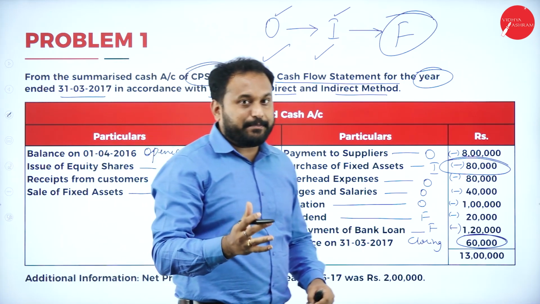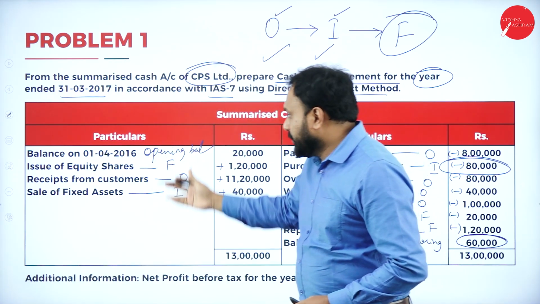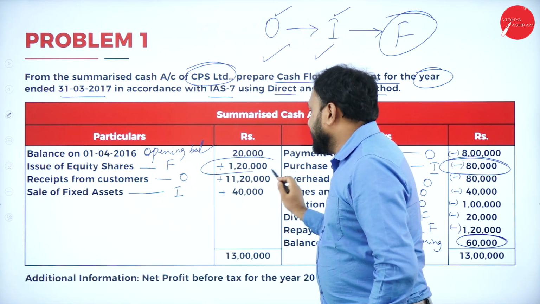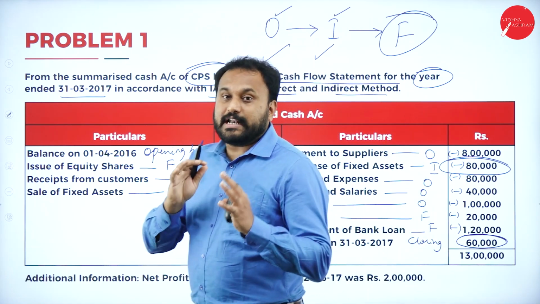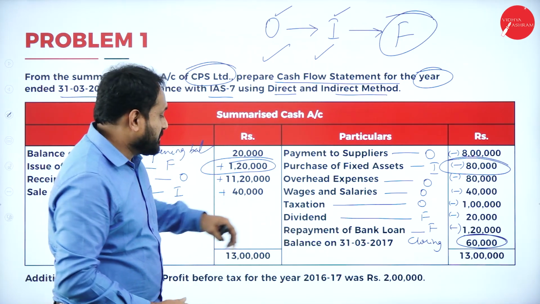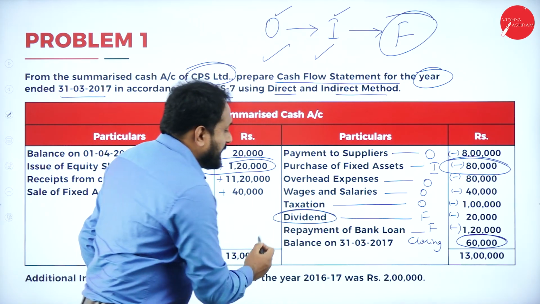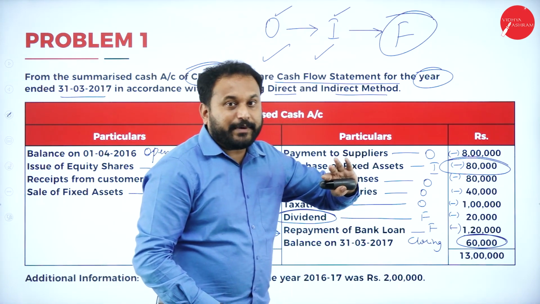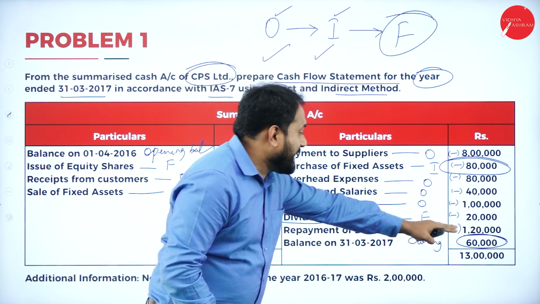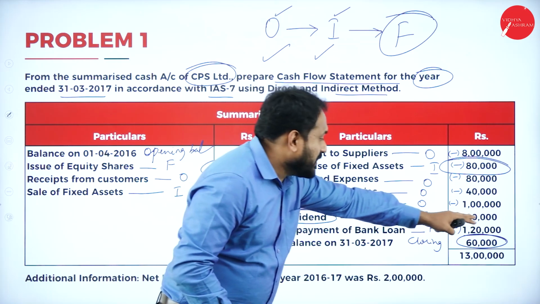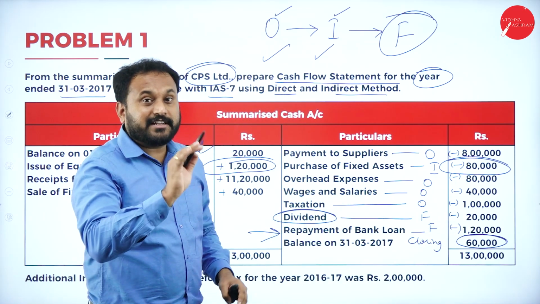Now financing, what happens is very simple. Here the financing, issue of equity share, I'll add 1,20,000. But here where exactly I have the problem is dividend, and repayment of bank loan is 1,20,000. So minus it is 1,20,000 here and 1,20,000, it gets nullified. But 20,000 is the balance, that is minus 20,000.